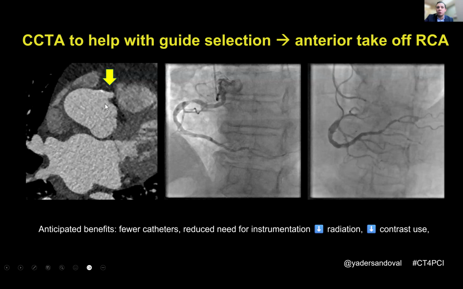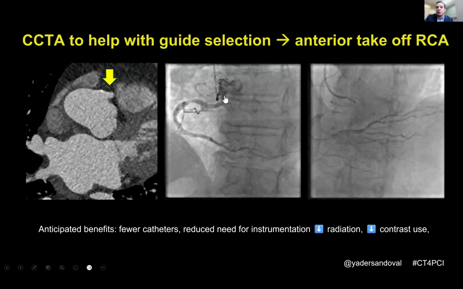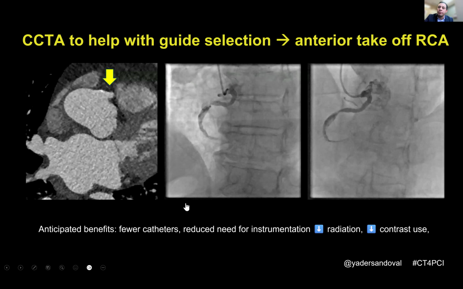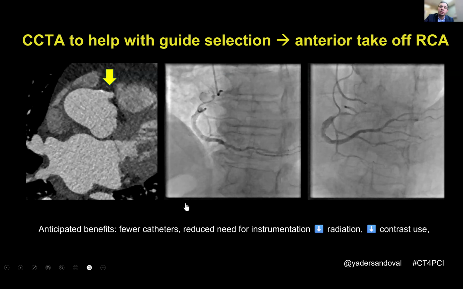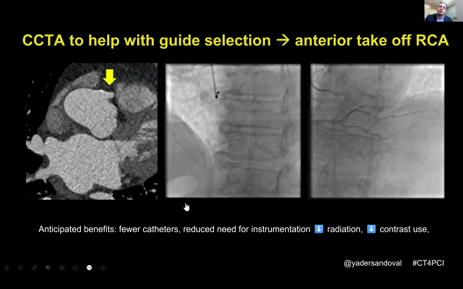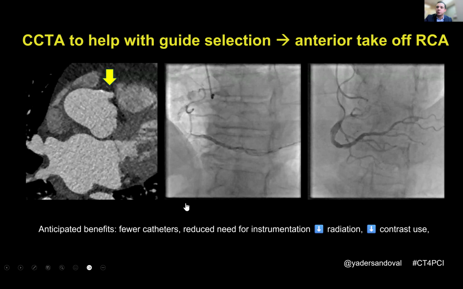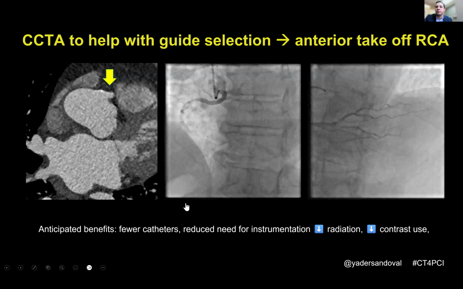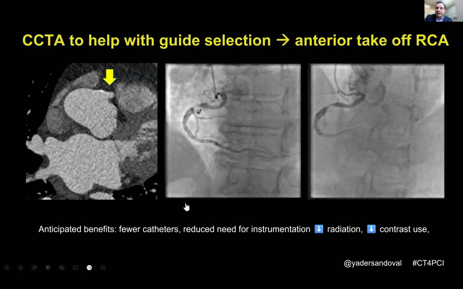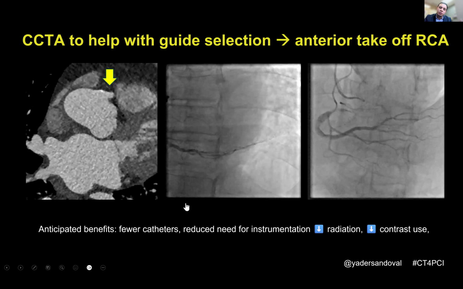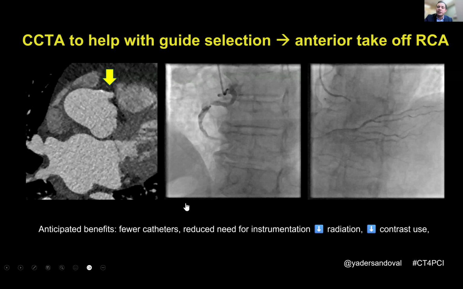The RCA is coming almost 1 o'clock, very anterior. You can see this in the angiogram. So therefore, I don't need to go and fumble around and use like 3-4 catheters and increase radiation, increase contrast. I can just say, I saw the CT. It has a very anterior takeoff. I therefore need an AL1 guide, and therefore that's going to reduce instrumentation, radiation, and contrast use.